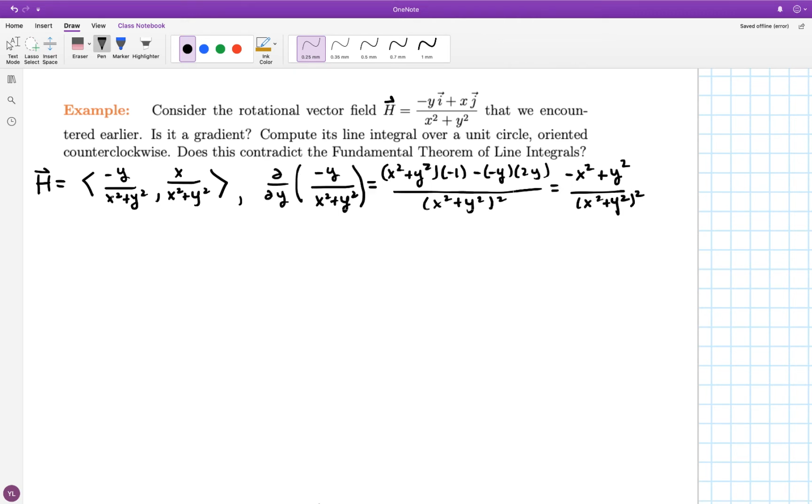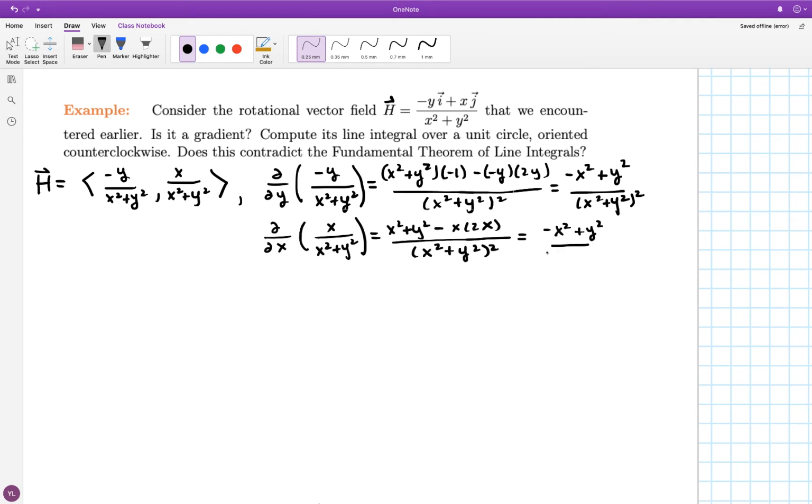Okay, I took the partial derivative of the first component function of the vector field H with respect to y, and I got this expression here. Let me do the partial derivative of the N component function with respect to x now. So look what I've discovered. I've discovered that the partial derivative of M with respect to y of this vector field H is the same as the partial derivative of N with respect to x.